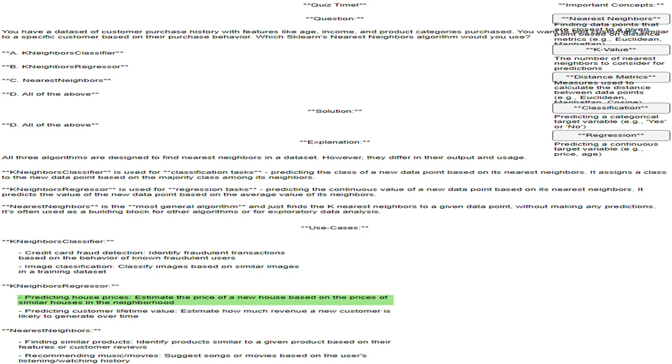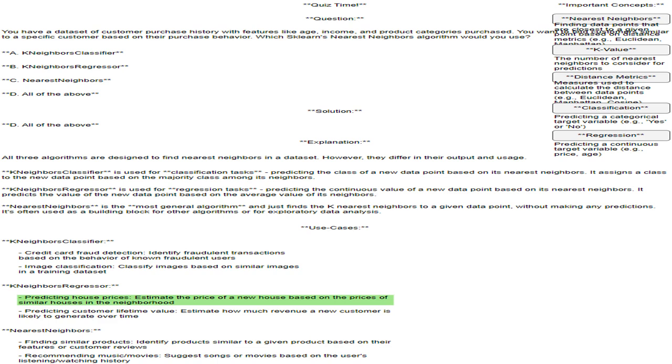For example, if you have a dataset of customer purchase history with age and income as features, and you want to classify customers into high spender or low spender based on their purchase behavior, you can use K-neighbors classifier. Let's say you have data like this. Age, income, spender.